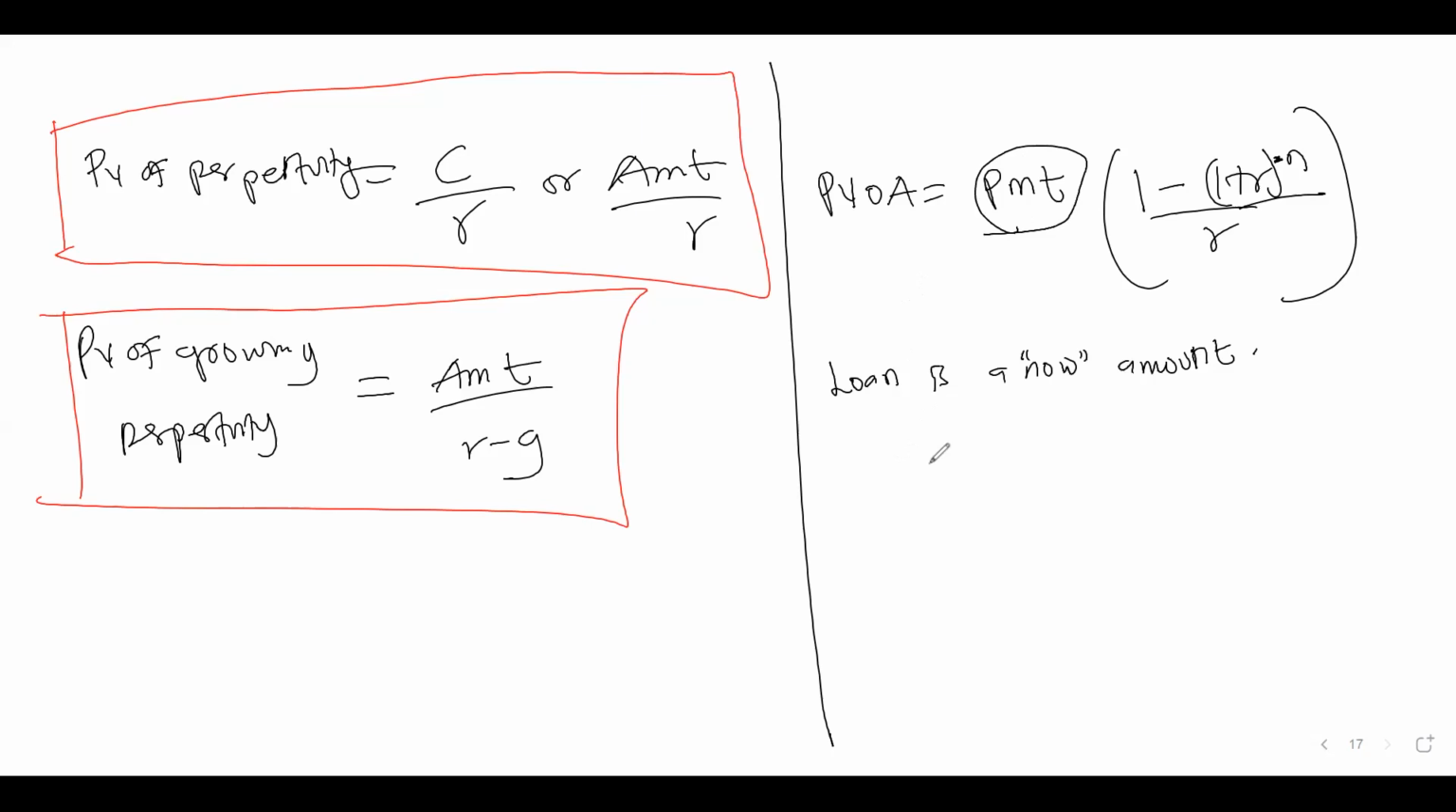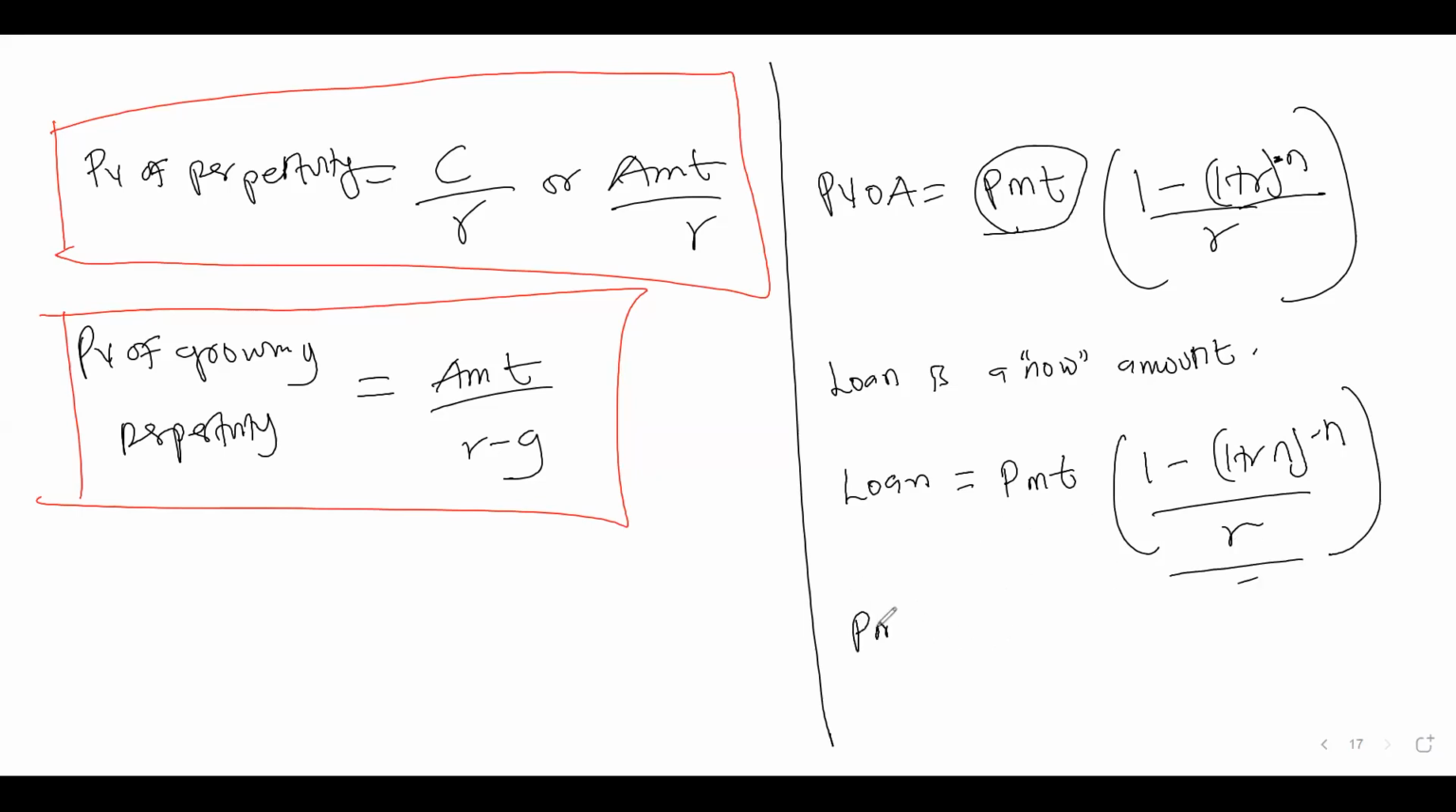Okay. So here we can say that the present value of the loan is, so loan is equal to the payment into bracket 1 minus 1 plus R raised to the power minus n all over R. So when you divide both sides by this factor, it means the payment you must make to clear the loan is loan divided by 1 minus 1 plus R raised to the power minus n all over R.